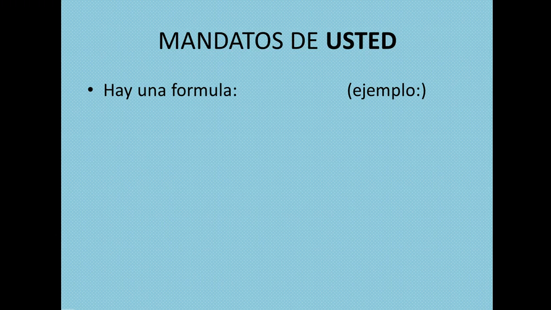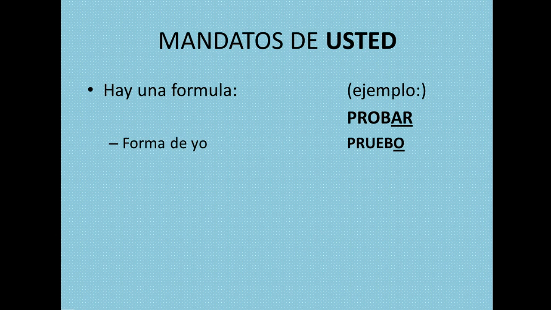So usted commands are formed a certain way. So there's a formula. Before step 1, you need to have your verb. Then your first step will be to put your verb in the yo form. So the verb probar would go to pruebo. Then you are going to take off the O from that verb, and you're going to be left with prueb. And then you're going to add the opposite ending.